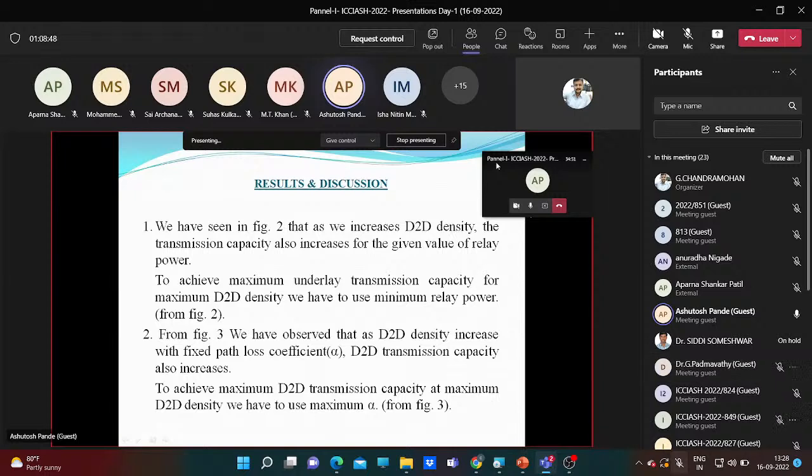Now from figure number 3, we have observed that as device to device density increases with fixed path loss coefficient, that is alpha, device to device transmission capacity also increases. And to achieve maximum device to device transmission capacity at maximum device to device density, we have to use maximum path loss coefficient.